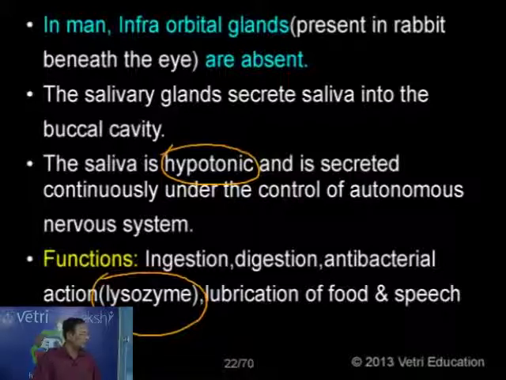Another function of the saliva is lubrication, because it is viscous and contains a substance called mucin, a glycoprotein. That makes the food particles stick together, and it is responsible for speech and for swallowing, as well as lubrication of food. These are all the common functions, along with antibacterial activity, and also speech. If your mouth is dry, you cannot talk. For example, once you are frightened, there is no secretion of saliva. The salivary secretion is inhibited, and the dryness of the mouth cavity prevents you from delivering any speech. So lubrication of food and speech are all common functions performed by the saliva.